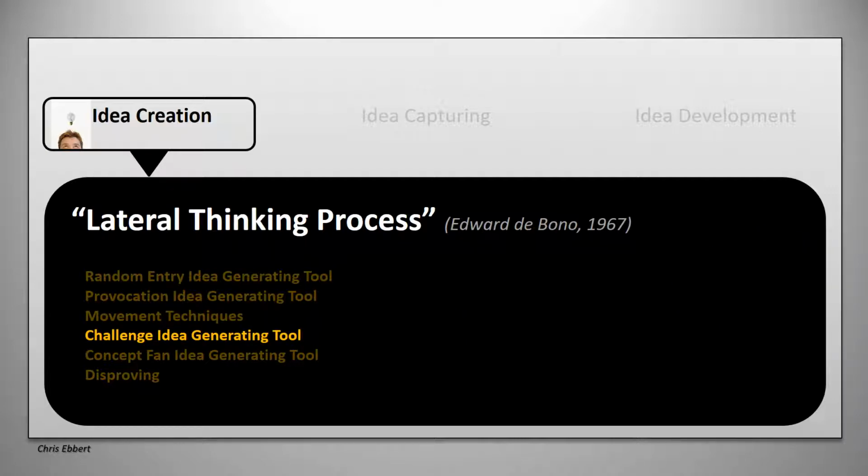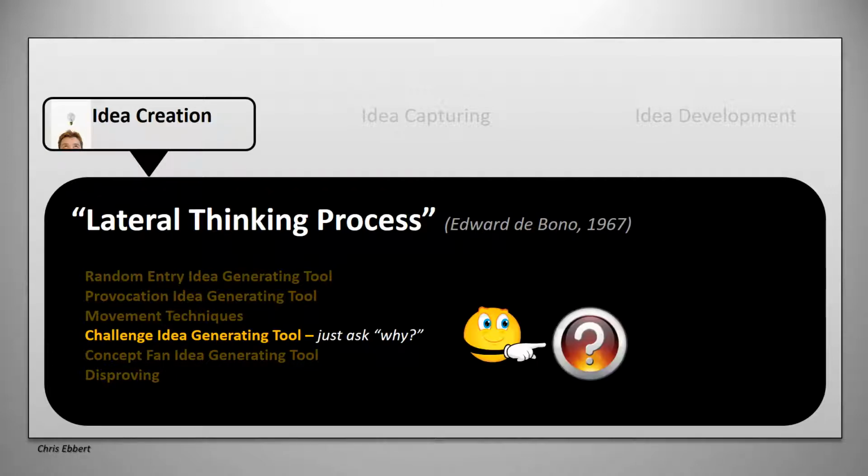There is the challenge idea generating tool, and you just ask, which means you question everything there is. Why does the office chair have to have a back? Why does the office chair have to be upholstered? Why does the office chair have to have wheels? And you may find that some of these questions have no answer. And well, there's your window of opportunity to make a big change. And that is your idea then.